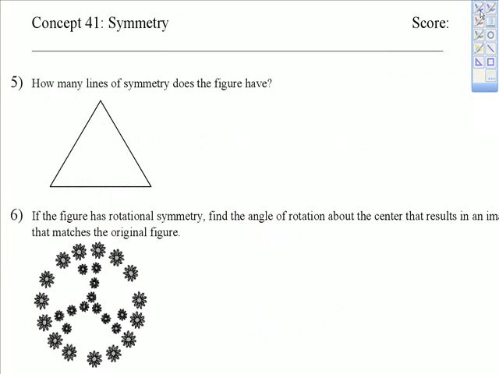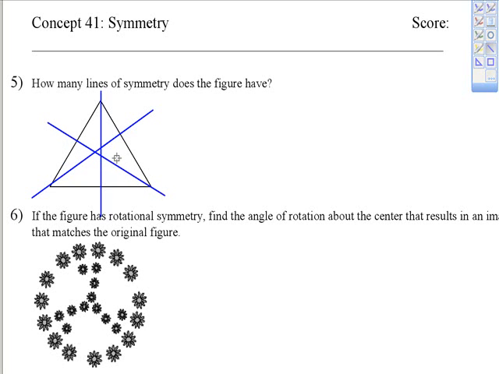Number 41, concept 41, symmetry. How many lines of symmetry does this one have? 3. They're about right. One from each vertex, right? One about right there and one about right there. If I drew these right, they'd all hit the same point, but I missed on this one, obviously, and a little bit on that one. That one's pretty close. So there's going to be 3 lines of symmetry.